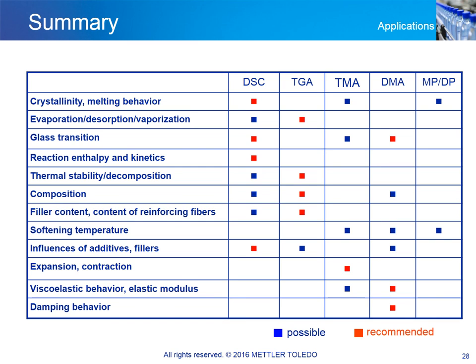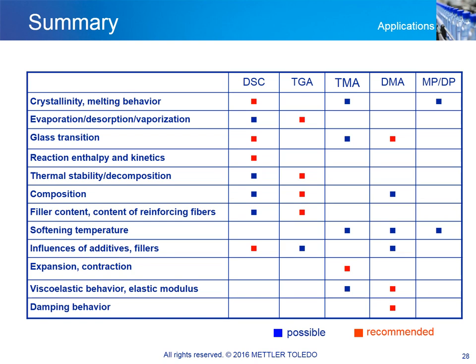The table summarizes the most important properties that can be used to check the quality of products under investigation. The table makes recommendations for the preferred techniques for investigating each effect. A box marked red means that the technique is strongly recommended. A box marked blue indicates that this technique can also be used. The most important effects that can be analyzed by DSC are the melting behavior, glass transition, chemical reactions, and the influence of fillers. The main applications of TGA are content analysis, thermal stability, and evaporation behavior.